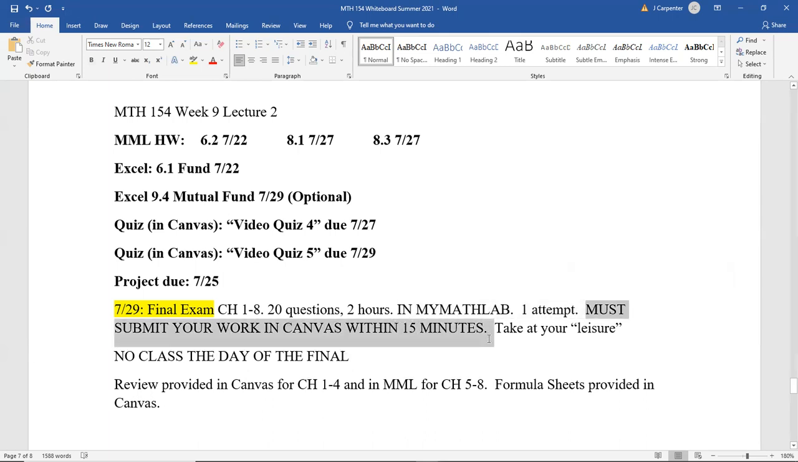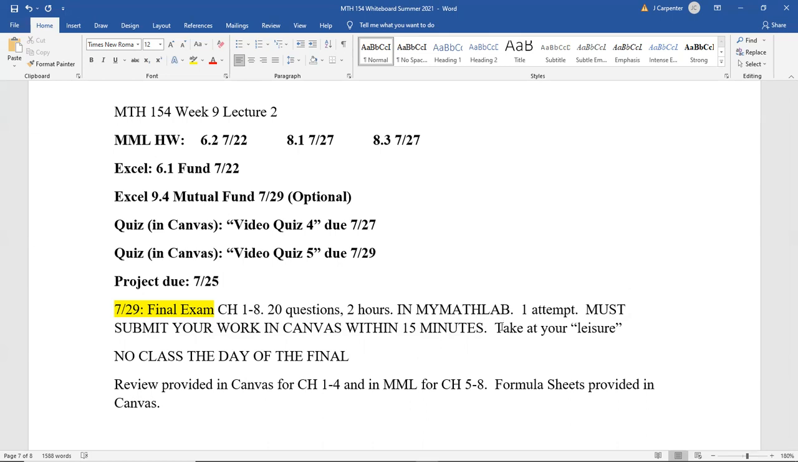So make sure that you write your name on your work. Make sure you number your problems. And again, you'll take it at your leisure within that 24-hour period. If you take it late, it will not count. You will not be able to see it early. It will not be available early unless you email me and let me know in advance you've got something crazy going on that day. So again, we will not hold class the day of the final.